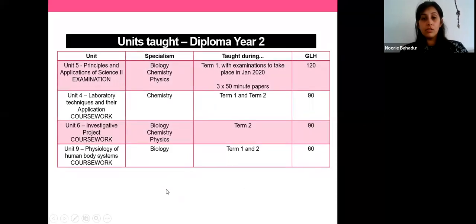And then we move on to Diploma Year 2, the second year of that course. Again, you've got one exam unit, which is Unit 5, and that will cover all three of the sciences. And then you've got three internal units, which are your coursework units, again covering various parts of biology, chemistry, and physics.